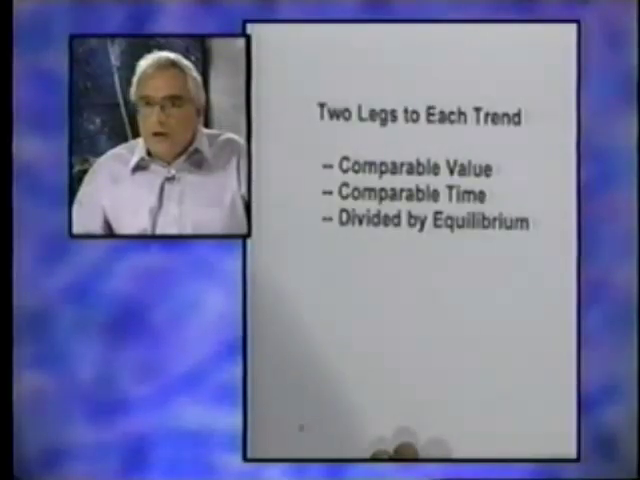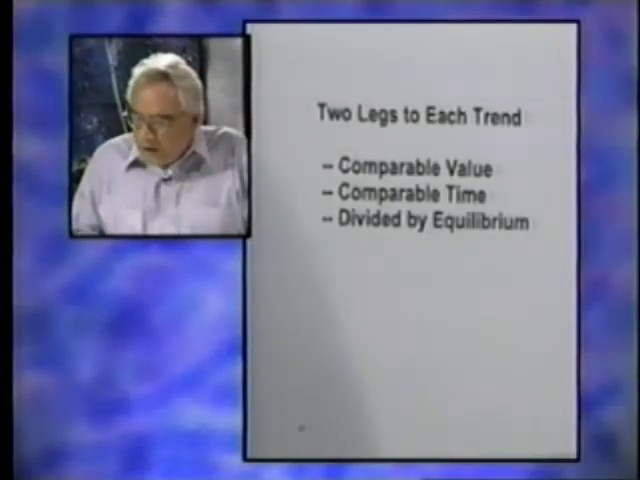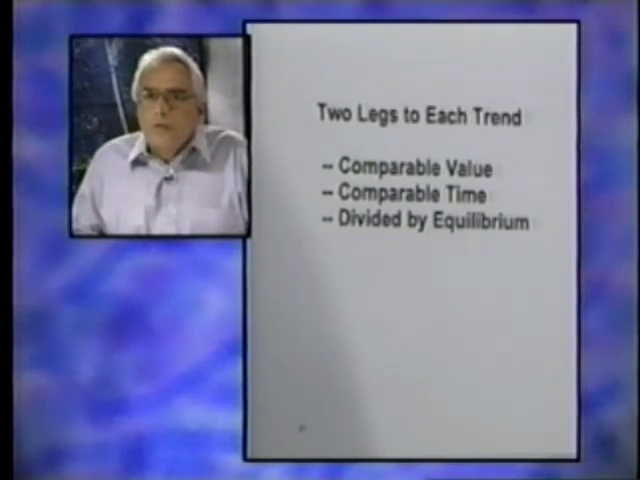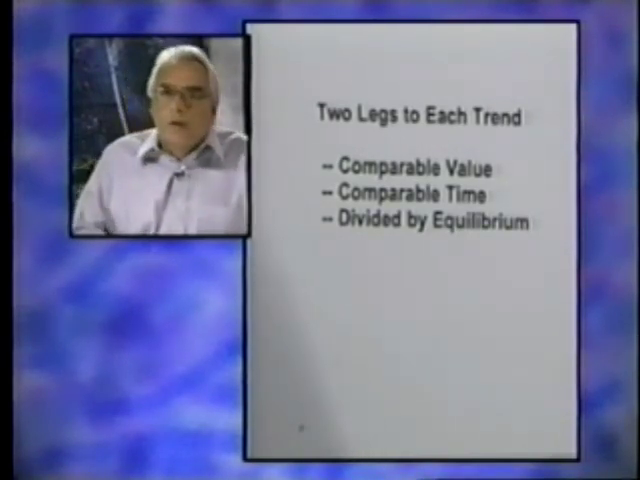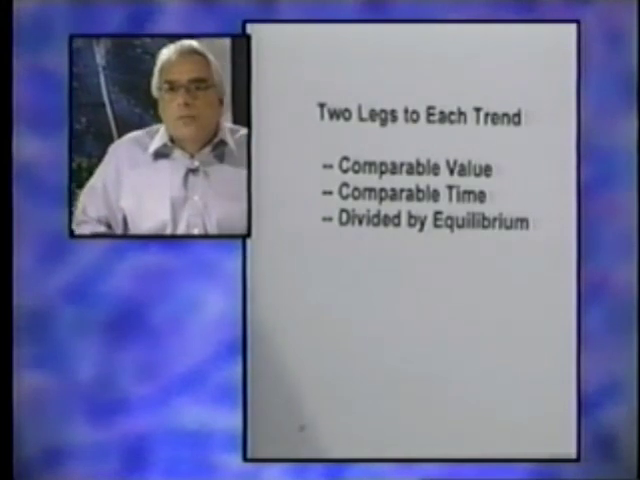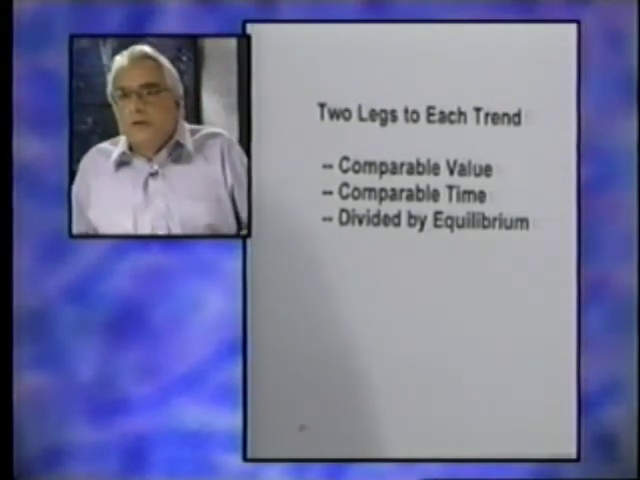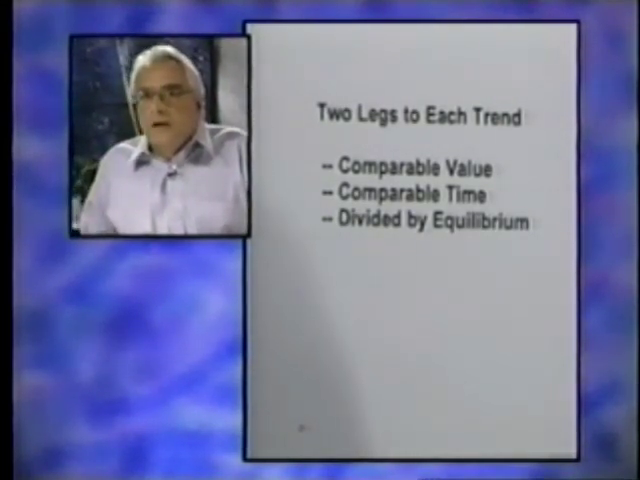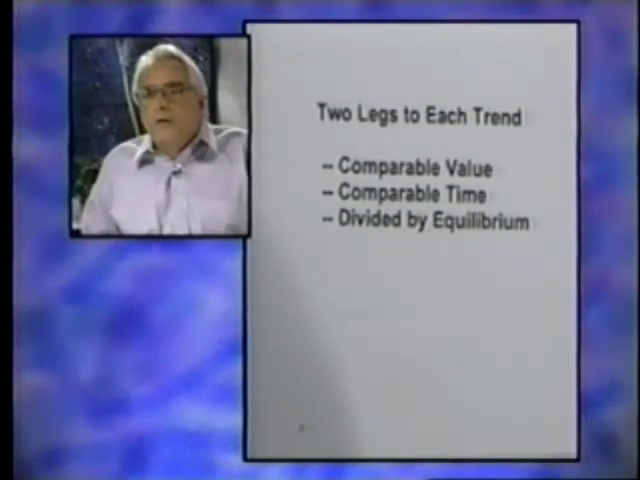I mentioned the notion of 2 legs to each trend. They have comparable value, they have comparable time, and they're divided by the consolidation period and highlighted by an equilibrium price, a given price where 2 consecutive closes are identical. And as you get further into the material, you'll see that the equilibrium price is very important because that's the price you're going to measure the second leg by.